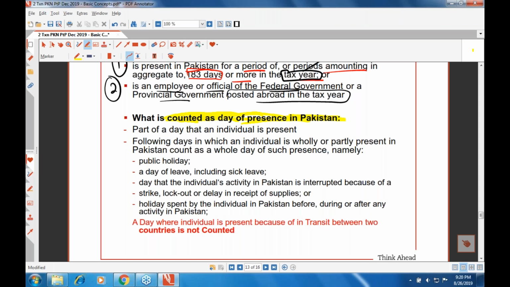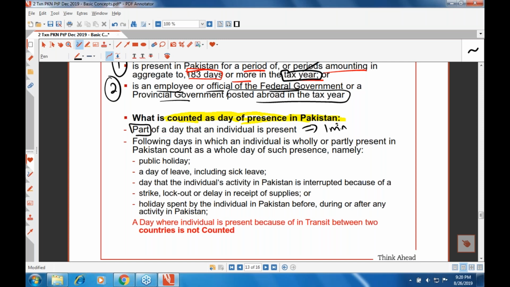Now let's start discussing it. It says either the full day or a part of the day. Even if you are present in the country for 1 minute, it will be counted as a day.